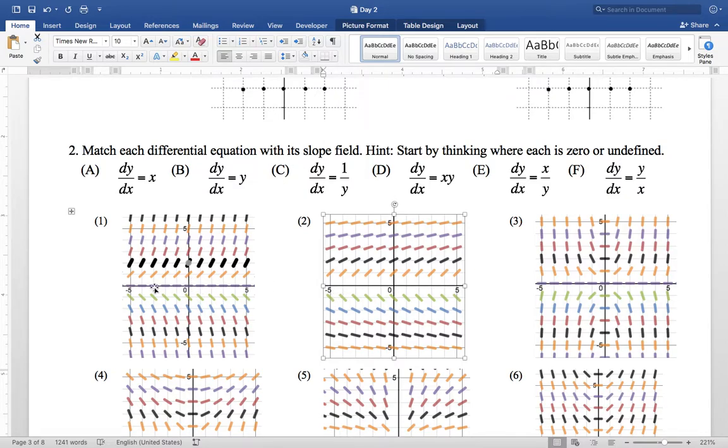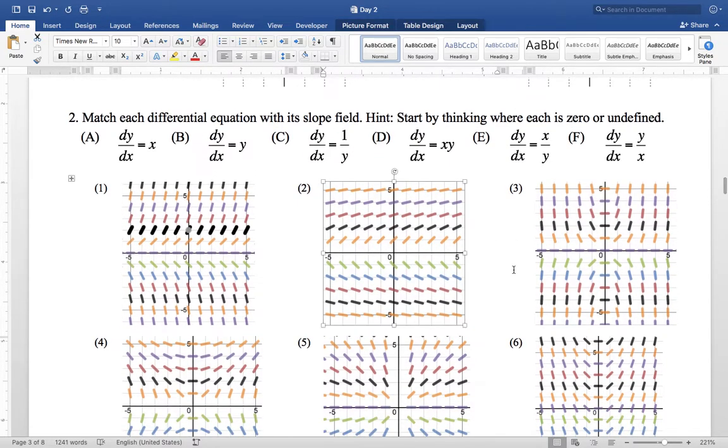On the other hand, if you look over here, the slopes are 0 when y is equal to 0. So this one can't belong to this differential equation, right? I think that belongs to B. So 1 and B, and then C and 2 go together. Let's think about how we might distinguish between E and F. Like, what else can you look for?